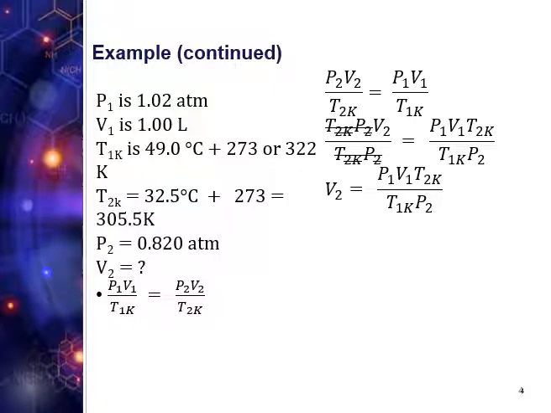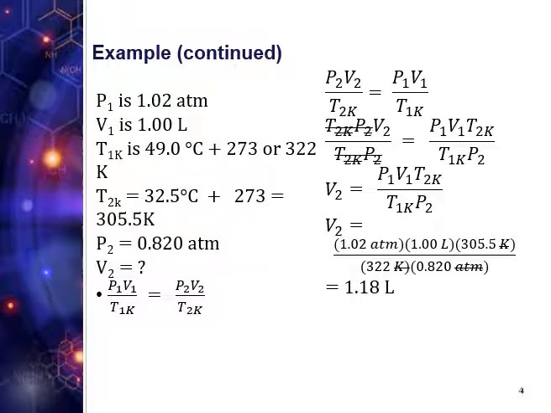Make sure that you substitute in properly. You need to put T2 on the top and T1 on the bottom. V2 is equal to 1.02 atmospheres times 1 liter times 305.5 Kelvin divided by 322 Kelvin times 0.820 atmospheres. V2 is equal to 1.18 liters.